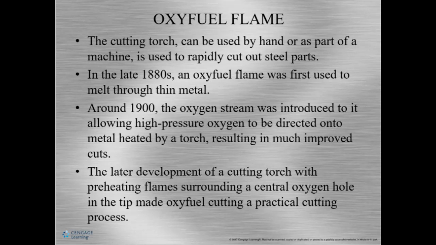A cutting torch can be used manually or as part of a machine to cut out steel parts. In about 1880, oxyfuel was used to cut through thin metal. Around the 1900s, oxygen was added and introduced as a stream to cut metal. This resulted in cutting tips on torches with preheating holes that surround a central oxygen hole in the center, and it makes oxyfuel cutting more practical. This later development is what we actually use today, which is really great.